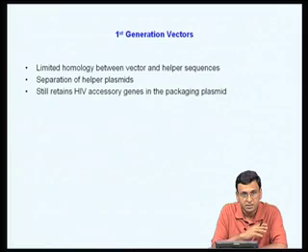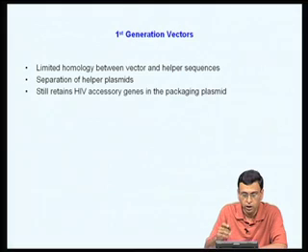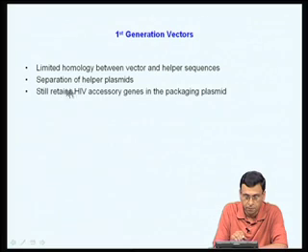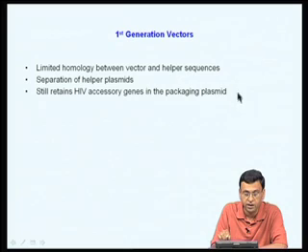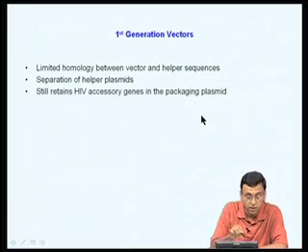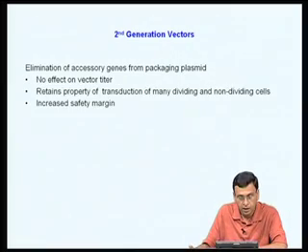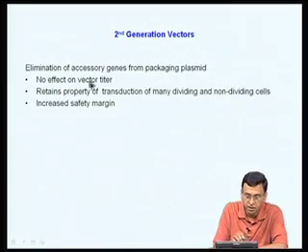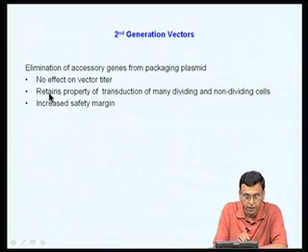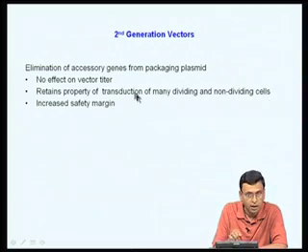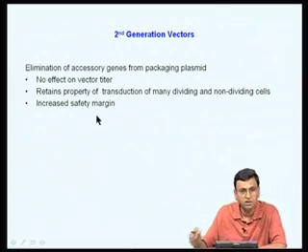Just like the retroviral vector systems, a number of efforts have gone into developing very safe lentiviral expression systems. You have what are called the first generation vectors, where there is limited homology between vector and helper sequences, with separation of the helper plasmid. Still, the HIV accessory regions were retained in one single packaging plasmid. So the chance of a wild type HIV emerging was very high in the first generation vectors. In the second generation vectors, the accessory genes were eliminated from the packaging plasmid, with no effect on the virus vector titer. They retain the property of transduction of many dividing and non-dividing cells. They are much safer compared to the first generation vectors.